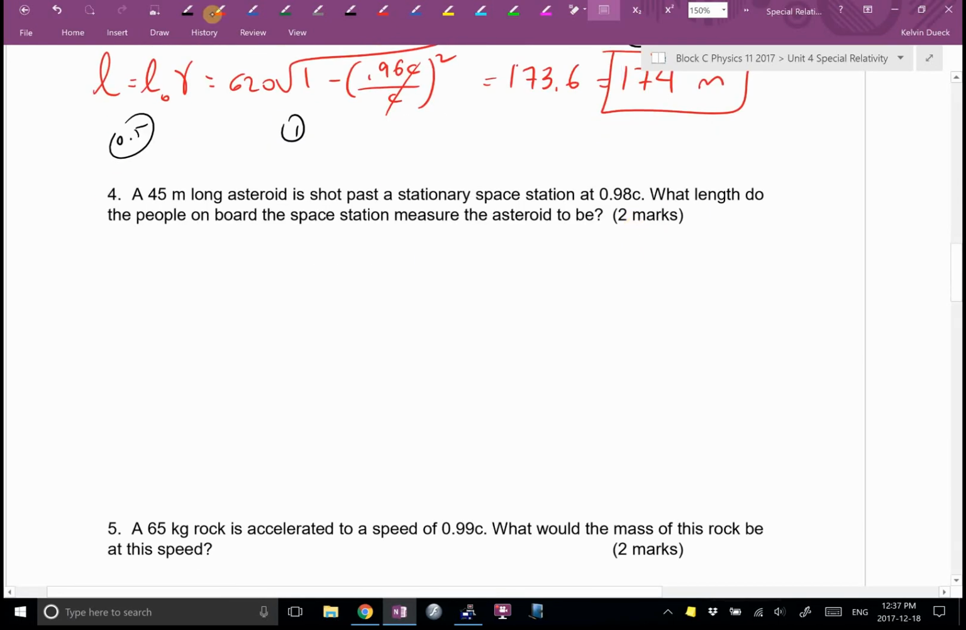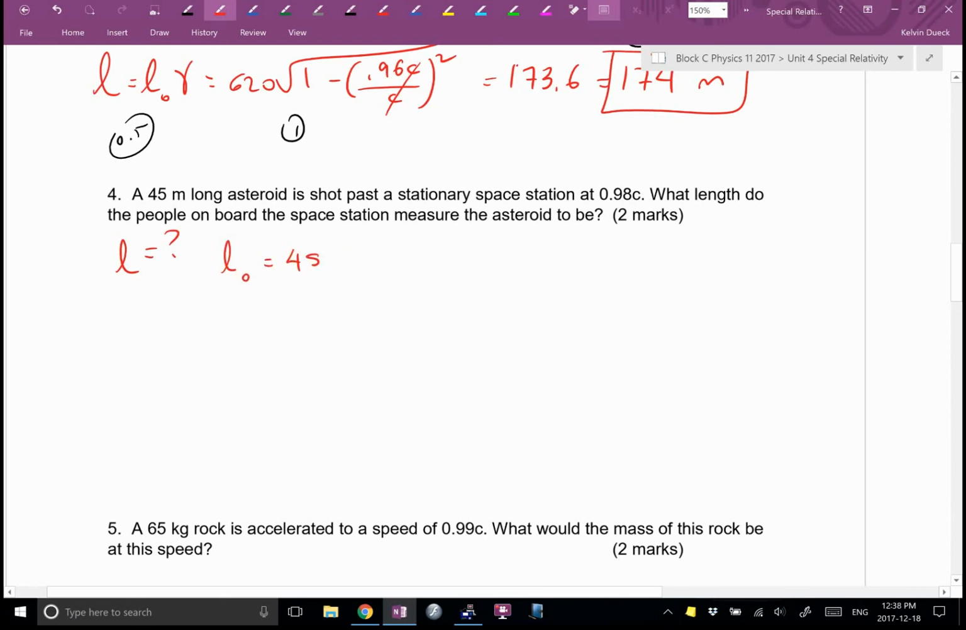Number 4, they're asking me to find the length. No, not L0. They're asking me to find the actual relativistic length because it's measured to be. There's one of my key phrases. So that means the original length at rest is 45.